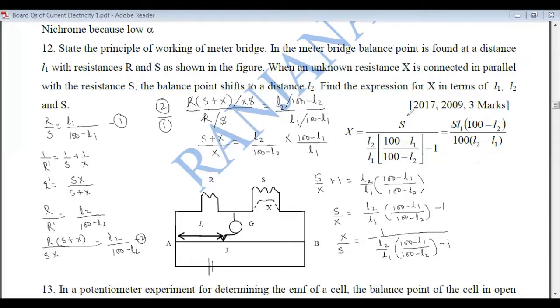Hence X is equal to S upon L2 by L1, 100 minus L1 upon 100 minus L2 minus 1. And further simplifying it, you will get this answer also, or you can keep it as such. So here we have found out this resistance X in terms of S, L1 and L2.